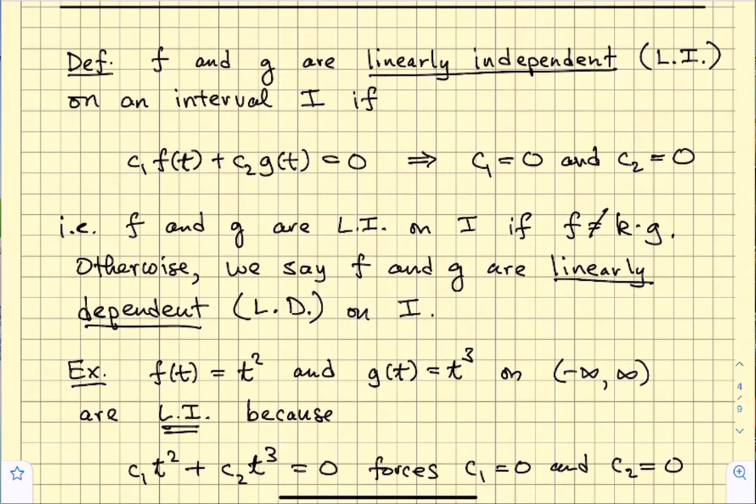We say that two functions f and g are linearly independent on an interval I if, when you take a linear combination c1f plus c2g and you get 0, the only way that can happen is if c1 is 0 and c2 is 0. Think of it as the f function and the g function are so different that the only way they can combine to give you a 0 is in this sort of trivial way where we take c1 to be 0 and c2 to be 0. In other words, f and g are linearly independent on an interval if f is not a scalar multiple of g. Okay? So the only way that you can combine and get 0 is if c1 and c2 are 0.